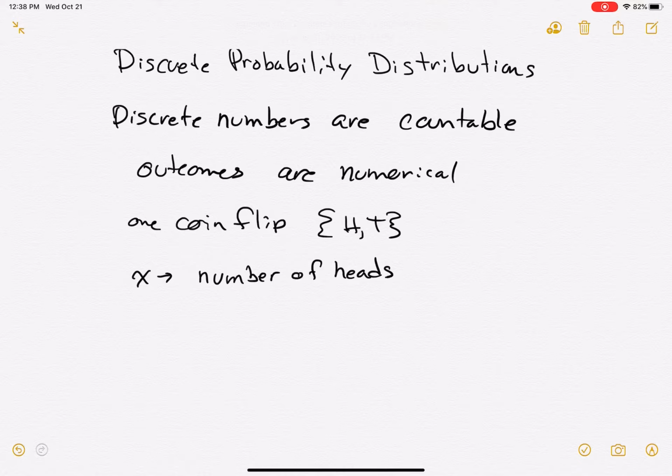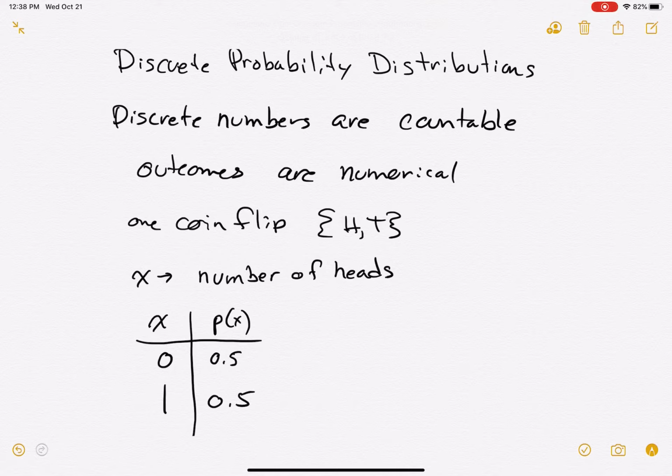And now I can write my discrete probability distribution as a t-chart where I have x and then p of x, where x represents my numerical outcomes. I can either have 0 or 1. And then the probabilities that those occur are going to be 0.5 and 0.5. So this is one example of a discrete probability distribution.